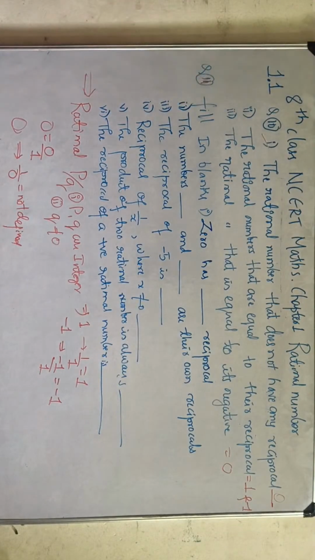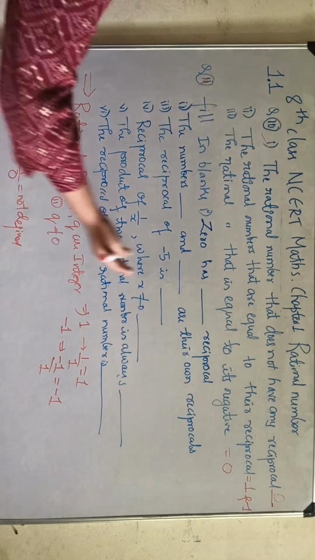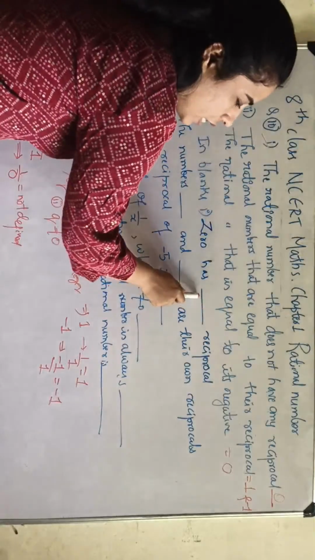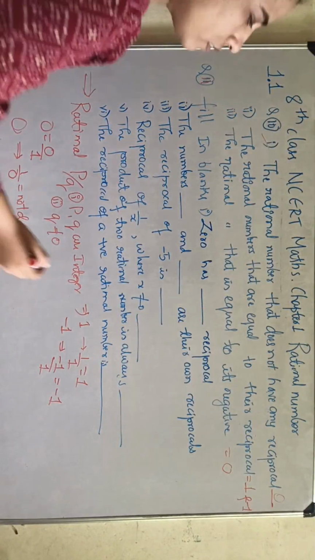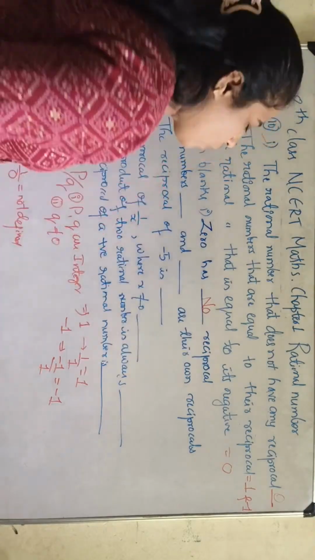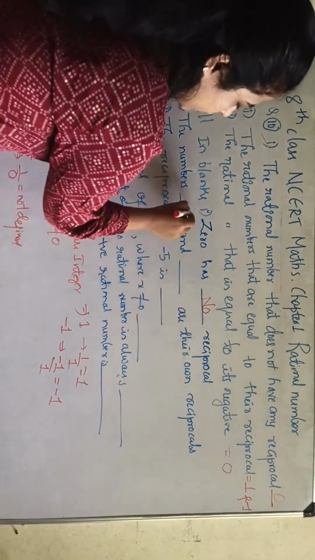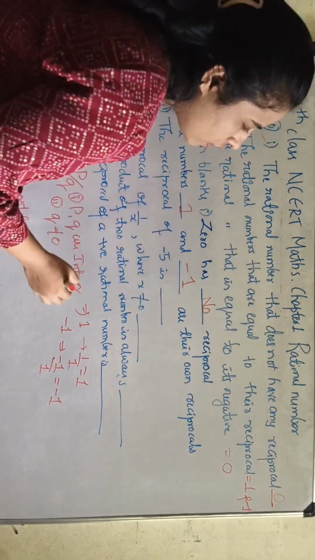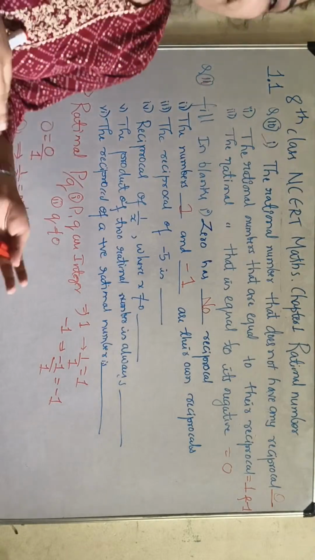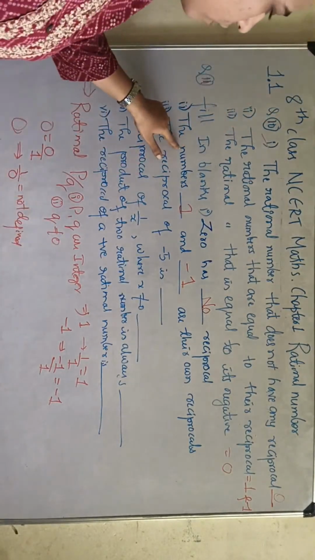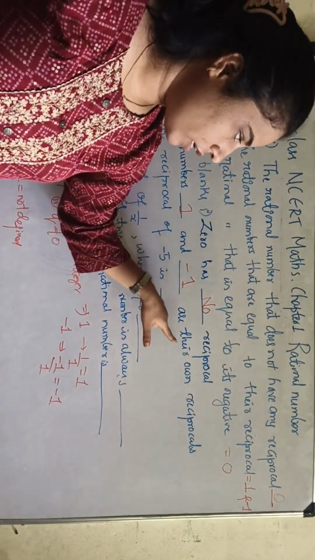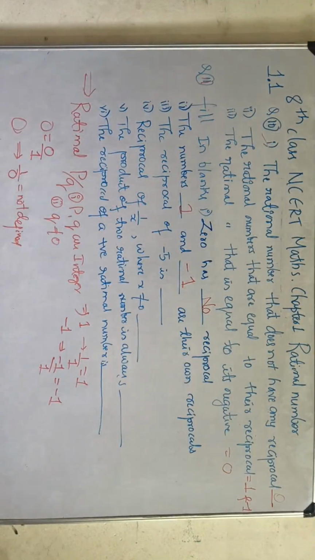Question number 11. Exercise 1.1. The fill in the blanks. Again, enough explanation of how they came. The 0 has the first question only. This only they again gave in the fill in the blanks. Okay. The 0 has no reciprocal. Why? I explained here. Then the numbers that are their own reciprocals are again 1 and minus 1. Again, this question only I think they gave in a different way. The numbers 1 and minus 1 are their own reciprocals.